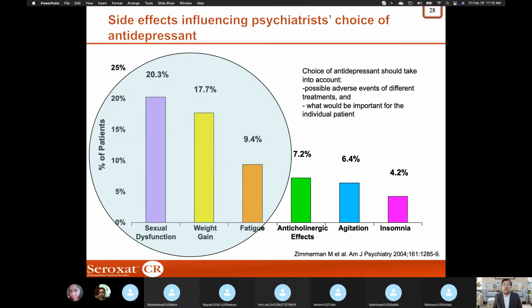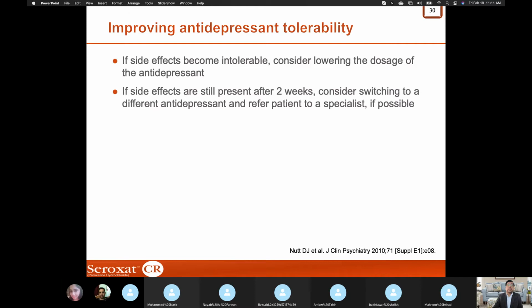Then, sexual side effects, weight gain, fatigue, anticholinergic side effects, agitation, and insomnia. These are the common side effects, and we have to address them.